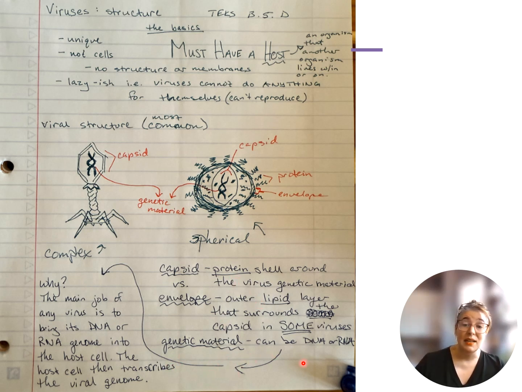Genetic material can be DNA or RNA, and the main job of this lazy little virus is it wants to bring its DNA or RNA into a host cell, and then that host cell is going to transcribe the viral genome, and that's where the copying takes place, or how it takes place. So hopefully this makes sense. If your notes don't look just like this, that's fine. But the content should match up a little bit. Hopefully there's a lot of overlap.